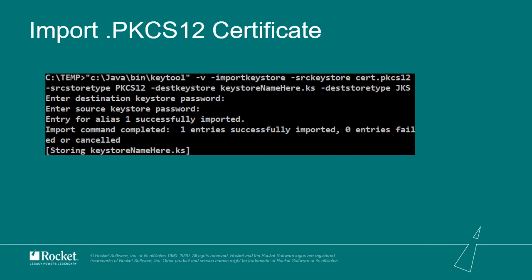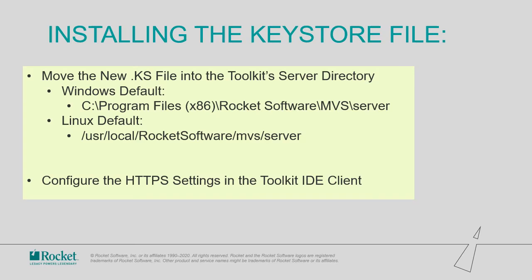Now it's time to import your .pkcs12 file into the newly created Keystore. Execute the commands shown, substituting your own file names. When prompted for the destination and source Keystore passwords, make sure you use the single password you're using for everything. You should see the import completed status line with 1 success and 0 failures. If not, try again, as you probably fat-fingered a password or something. If you continue to have trouble, please contact Rocket D3 support.